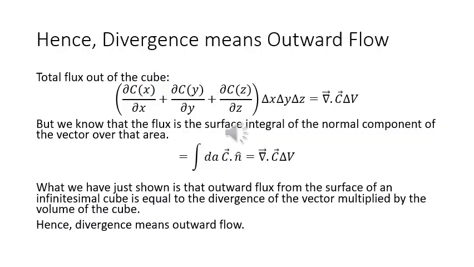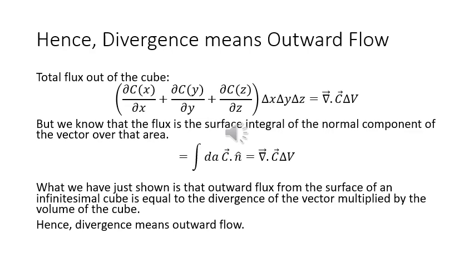Hence divergence means outward flow. So the total flux out of the cube is given by ∂Cx/∂x plus ∂Cy/∂y plus ∂Cz/∂z, times δx δy δz, where the expression within the parenthesis represents the divergence of C, and δx δy δz represents the volume element δv.